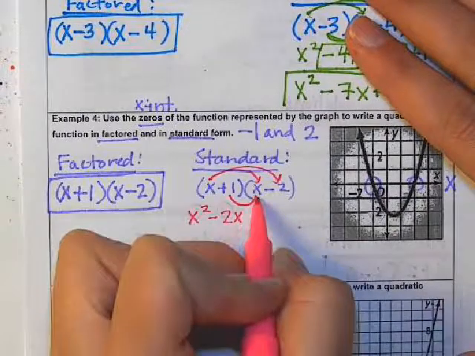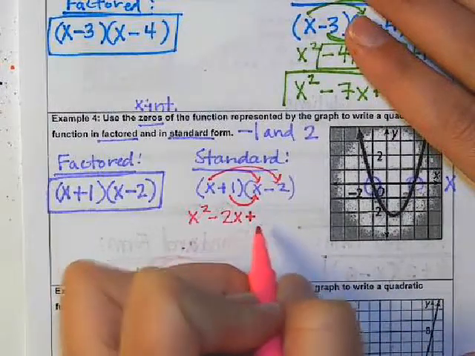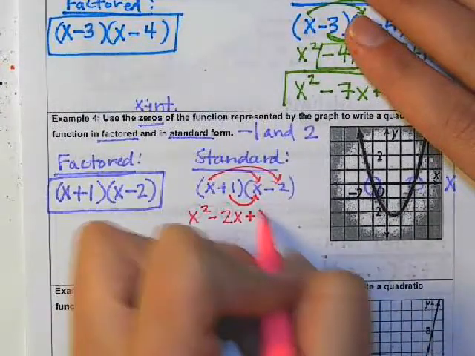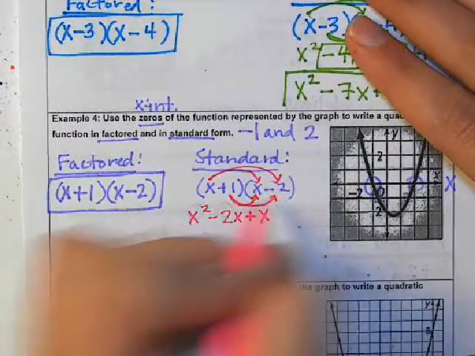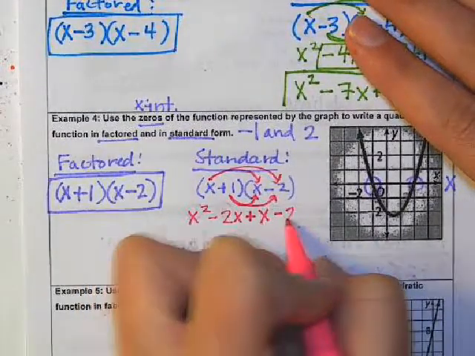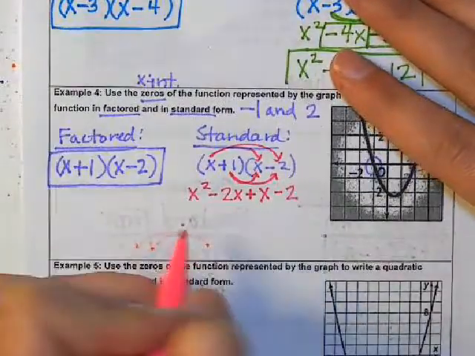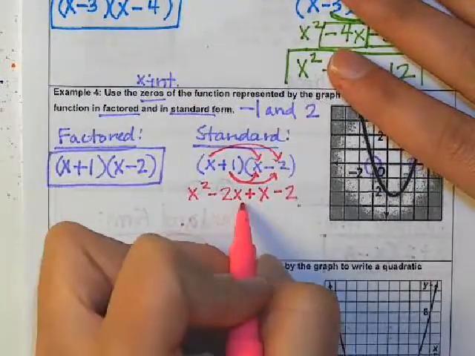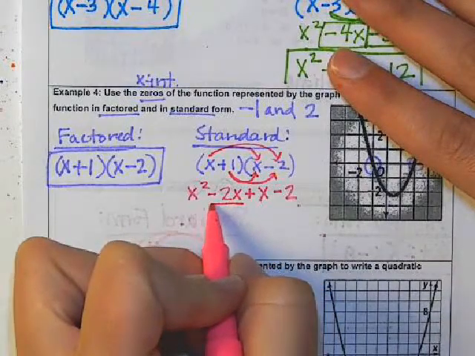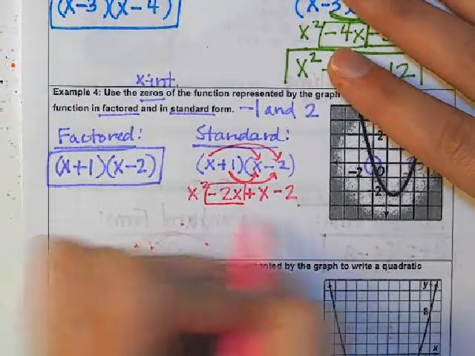1 times x is 1x. Do I have to write the 1? No. 1 times -2 is -2. Good. Now what do I do? Combine. What are my like terms? 2x and... not 2x, negative. Negative. Okay.